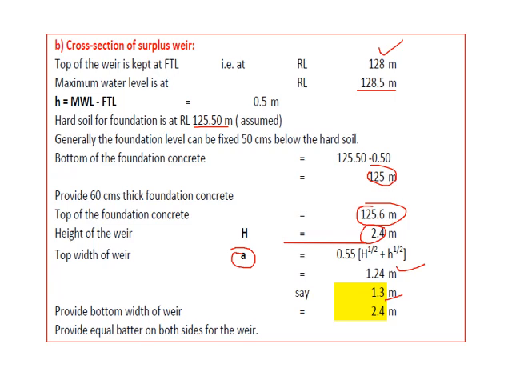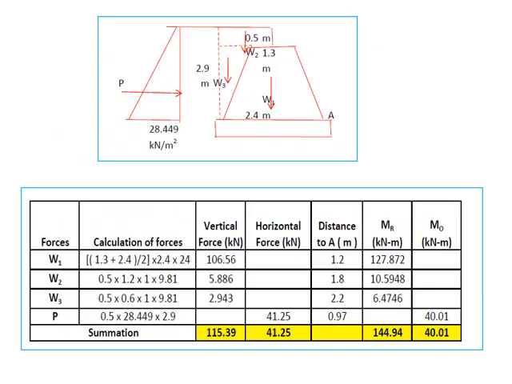So provide the bottom width of the weir equal to the height of the weir, and also provide equal batters on both sides of the weir. So now the bottom width of the weir can be fixed as 2.4 meters. So this is the section of the weir, whose top width is 1.3, bottom width is 2.4, height is also 2.4 meters. So we get a driving head of 0.5 meters, which is this level, the maximum water level.